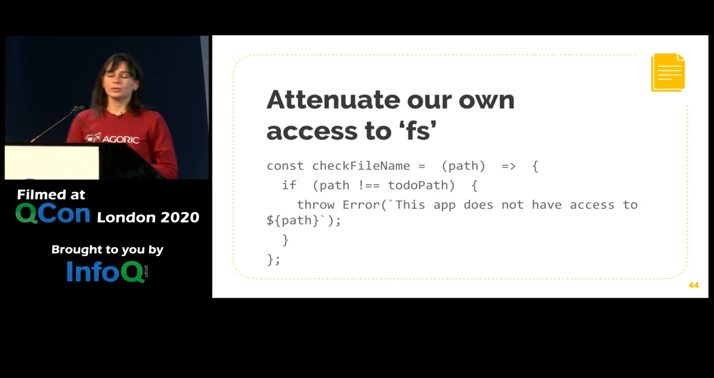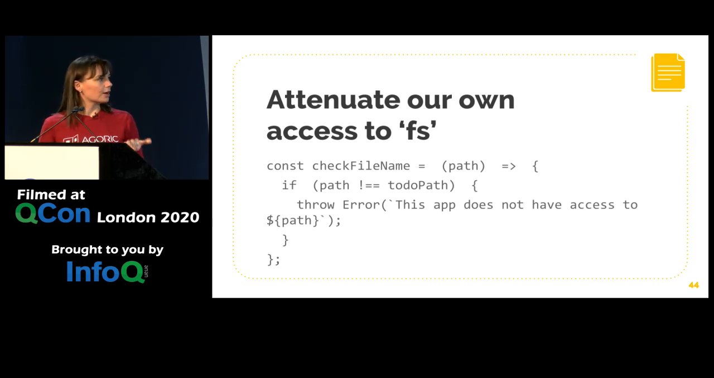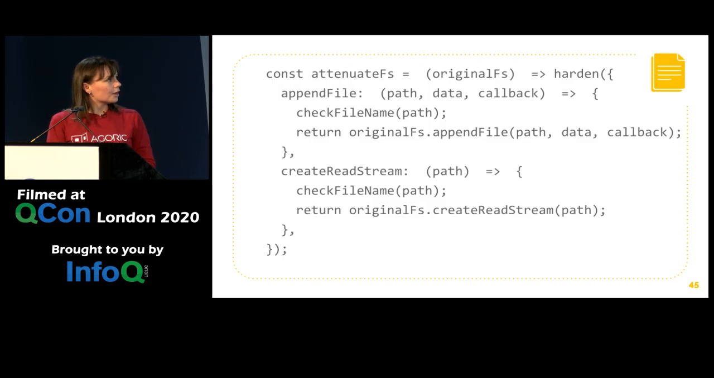OK, so to attenuate our own access to FS, let's just write a simple function that will check the file path. And if it's not the file that we expect it to be, we're going to throw an error. Right? So pretty simple.